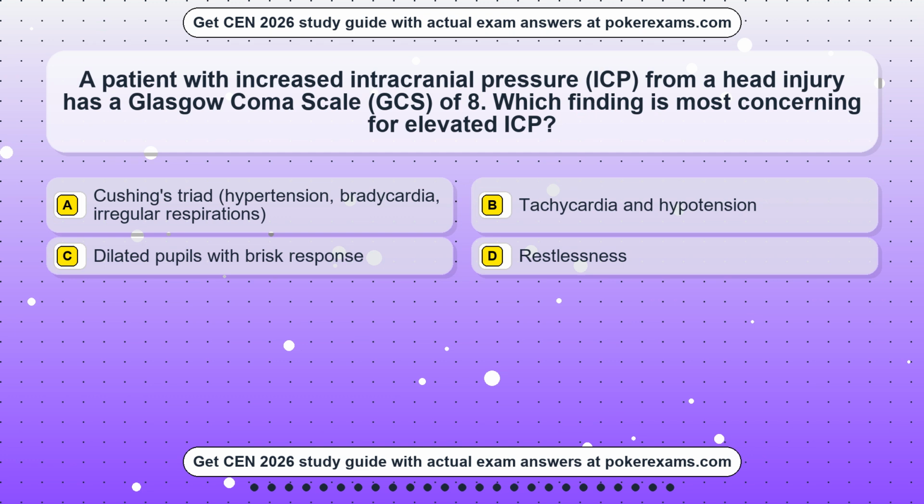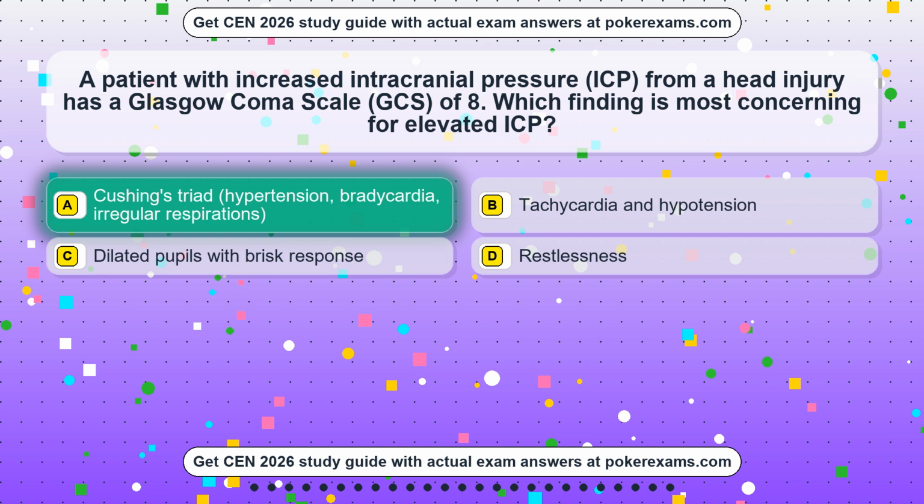Question 8. A patient with increased intracranial pressure, ICP, from a head injury has a Glasgow Coma Scale, GCS, of 8. Which finding is most concerning for elevated ICP? Option A, Cushing's triad: hypertension, bradycardia, irregular respirations. Option B, tachycardia and hypotension. Option C, dilated pupils with brisk response. Option D, restlessness. The correct answer is option A, Cushing's triad.